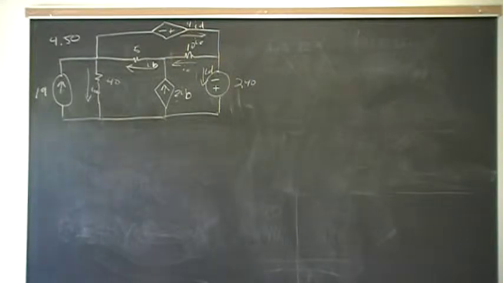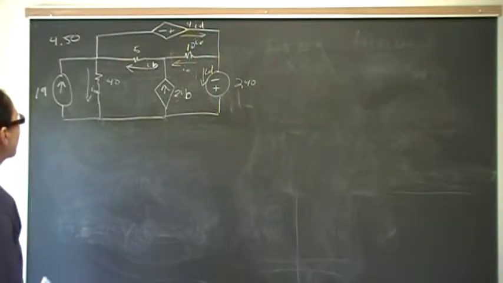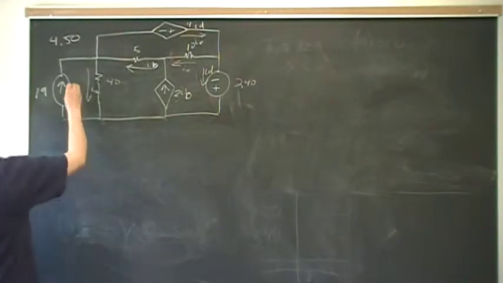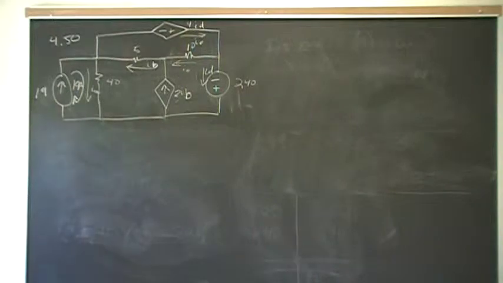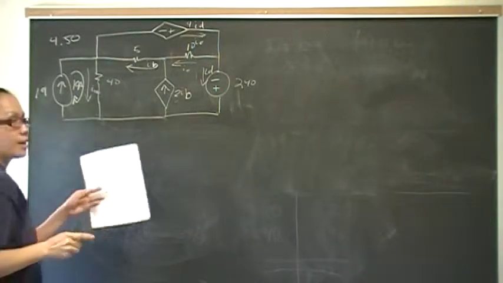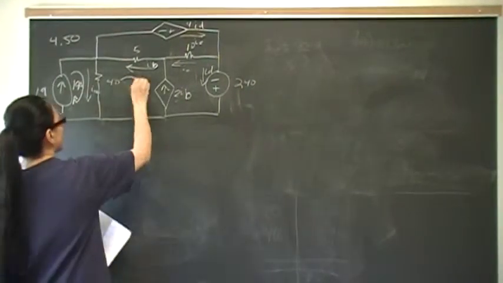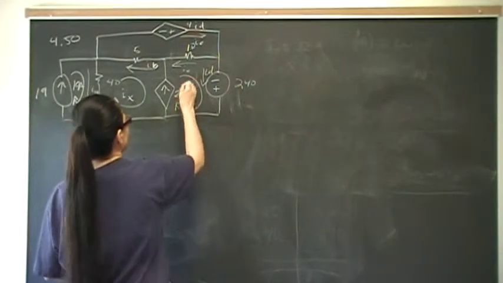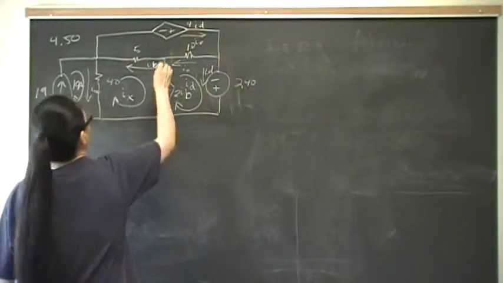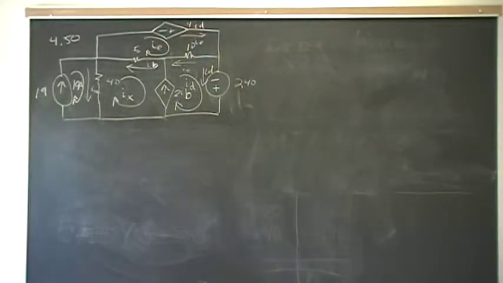Okay, so let's go ahead and get started. First of all, we need to name our mesh currents. So this one, I don't need to name because it's just that 19 amp, right? And I want to keep the naming convention consistent with what I called it the first time so that I can check against my answer. So this is going to be, I called it IX. And this one I don't need to name because the diagram schematic has already told me this is ID. And I don't need to name this one either because the diagram has told me this is IE. So those are my 4 mesh currents.